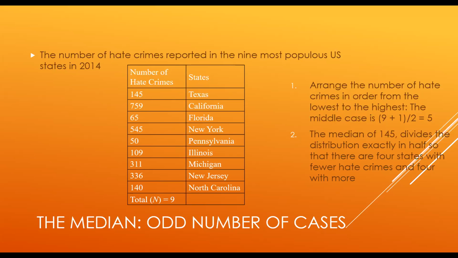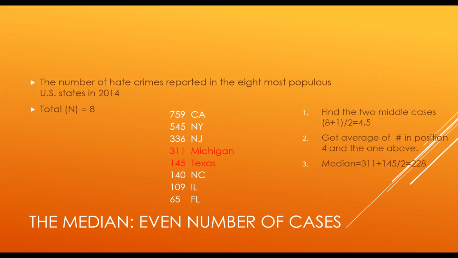Okay, let's see if we can do a few more. So this is, again, describing the same thing. Now, the number of hate crimes reported in the 8 most populous states. So again, we're looking at the exact same values, except we've just deleted one of them, just for the sake of example, so we can see what that looks like. So we deleted 50 with this one.